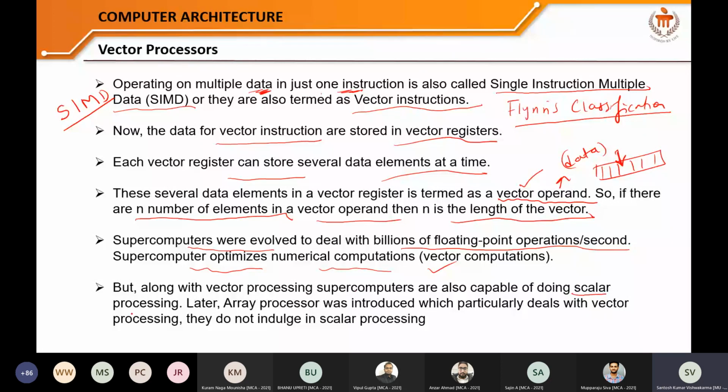And later, the array processor was introduced, which particularly deals with vector processing. So we need to understand what array processors are, because the first example which we have taken, supercomputers, not only involve vector computations, but also scalar computations.